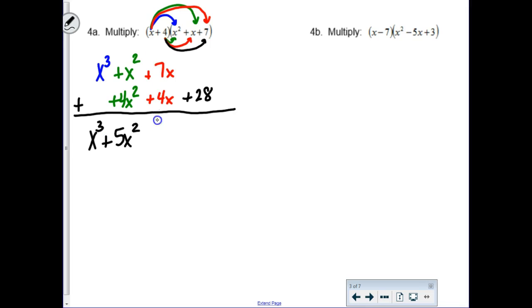And then finally, the 4 gets multiplied by the last term, which is 4 times 7, so plus 28. Now notice 28 doesn't have any other like terms to combine with it, so just write it off to the side. And then if you've done a careful job of lining everything up, now you can just add up all the like terms because they're sitting on top of each other like this. So you have x to the third, plus 1 plus 4 is plus 5x squared.